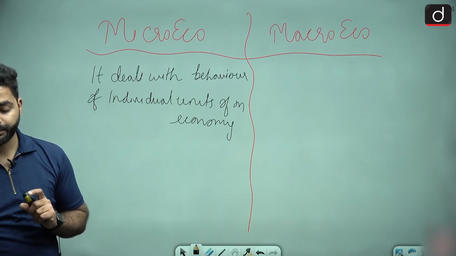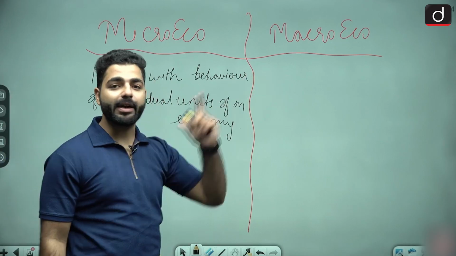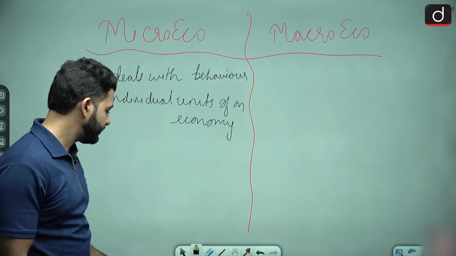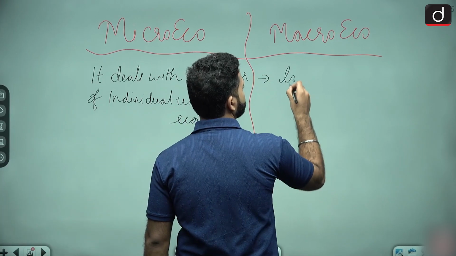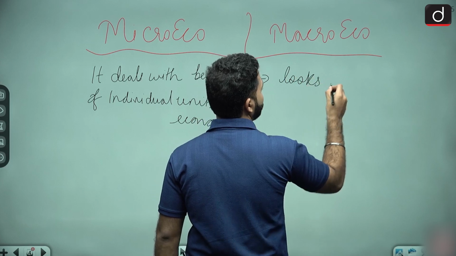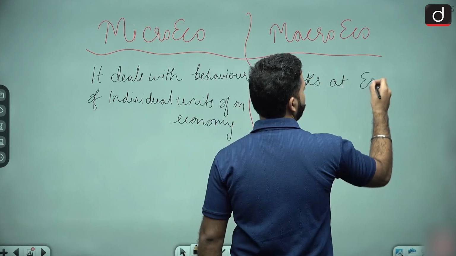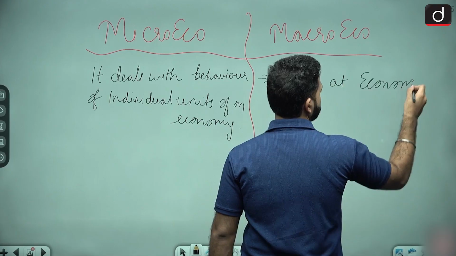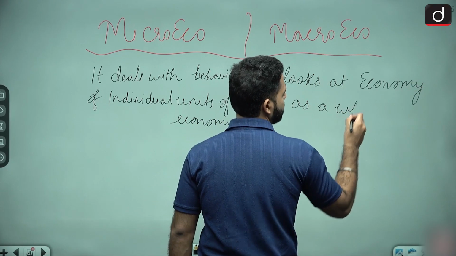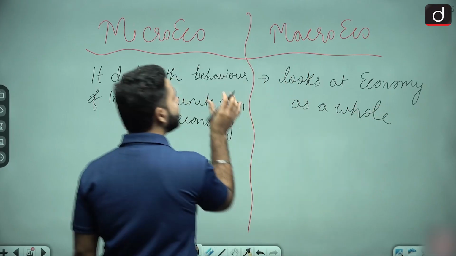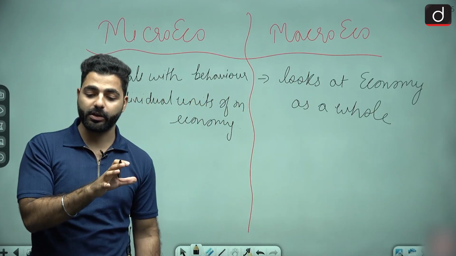Now in macro we see economy as a whole. Macroeconomics looks at economy as a whole. Full economy is one. So here we are just seeing the parts of economy, right?